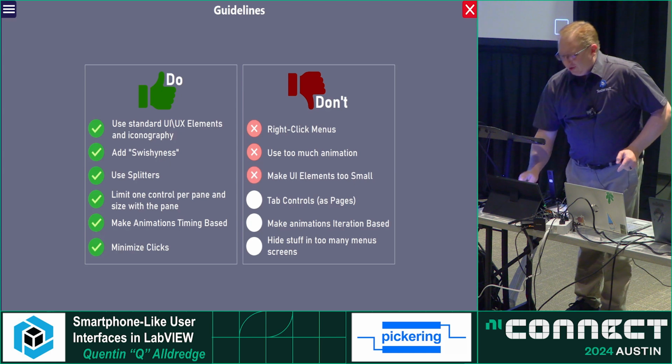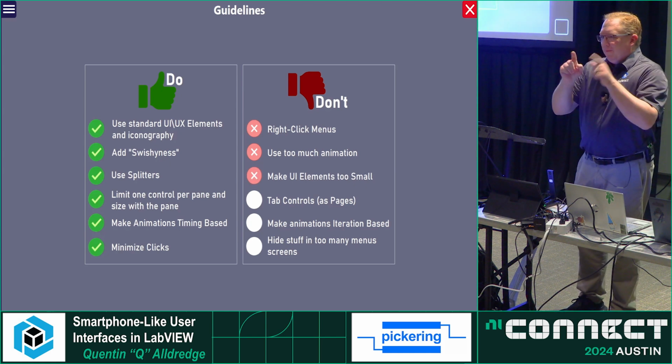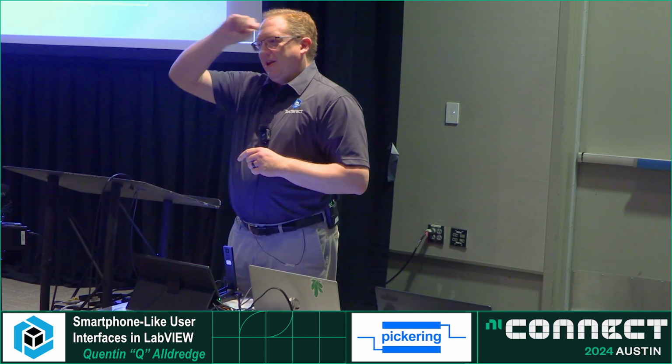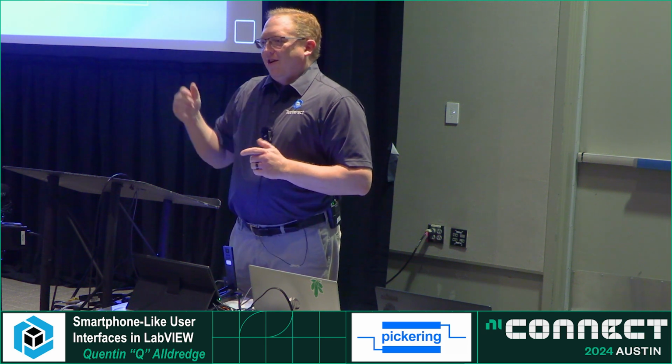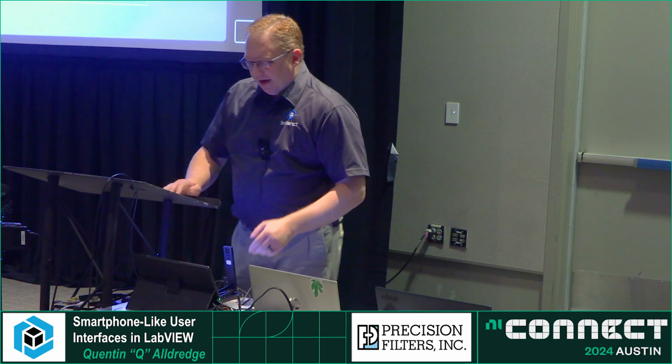Don't make UI elements too small. Like you saw with my other ones that weren't made for touchscreen, I couldn't poke them. It was too hard to get in there. One of the things that I've had to deal with is the menu bar. The standard menu bar on a touchscreen is hard to use. You want to do something else to make a menu bar.